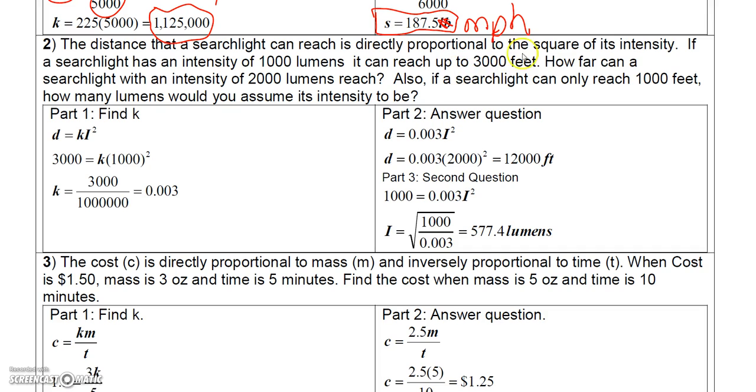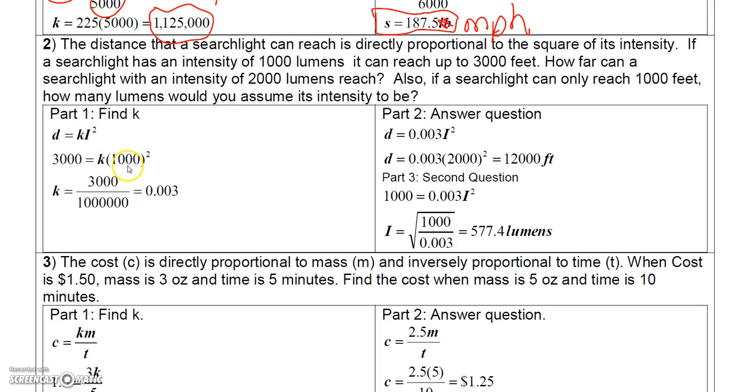And now I'm going to put in the given information. We know that if the intensity is 1,000, the distance the searchlight can reach is 3,000. So let's put in 3,000 for the distance and 1,000 for the intensity. And so I'll get 3,000 equals K times 1,000 squared.